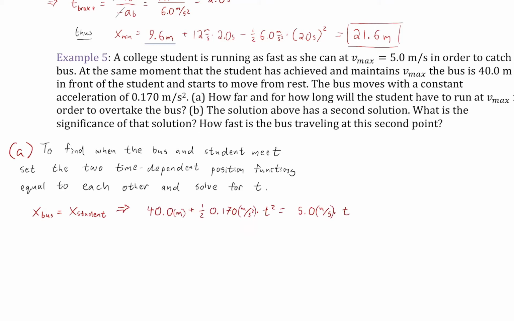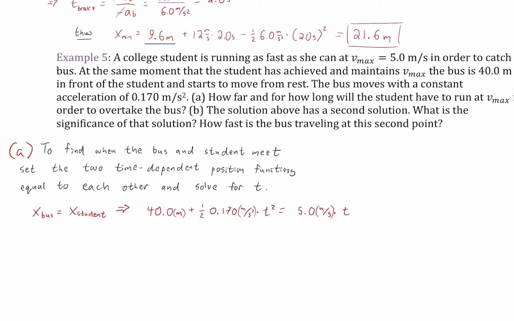Okay, so for the bus, we've got an initial position of 40 meters. I put the units in there. And then we don't have a v naught, so the v naught t just equals 0, because the bus started from rest. So notice there's not a second term. So we just go to the third term, the 1/2 at squared term. And there's 1/2, there's the acceleration of the bus, which is positive, and t squared.